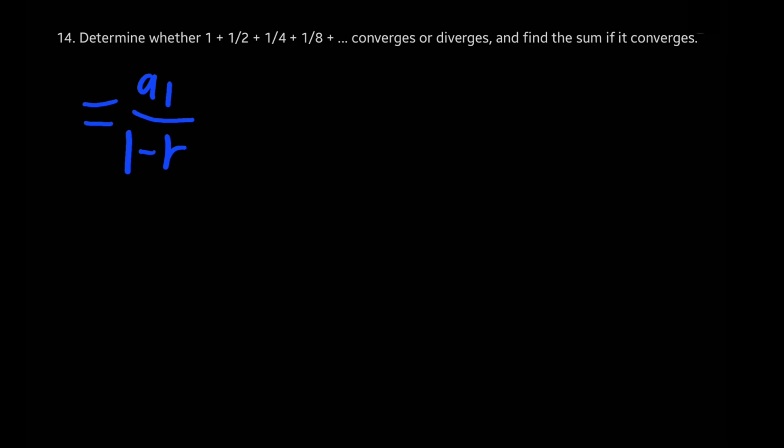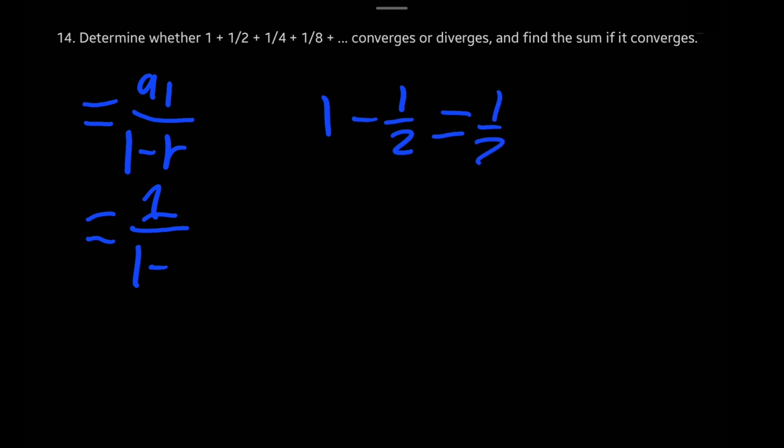So when we plug in the values, our first term would be 1 over 1 minus 1/2, so our common ratio would be 1/2. So we would get something like this: 1 over 1/2. You might be confused, like, okay, how do we do this? We divide a fraction by a fraction.